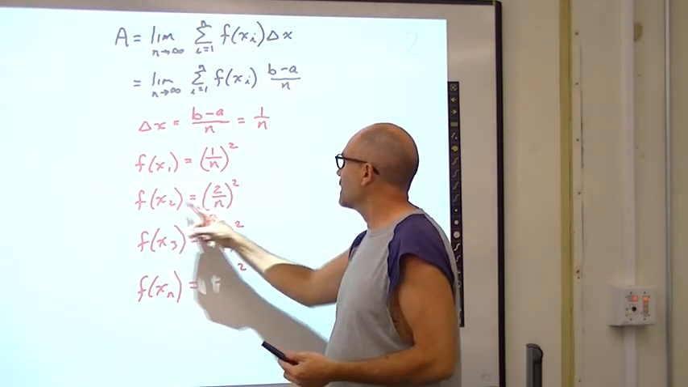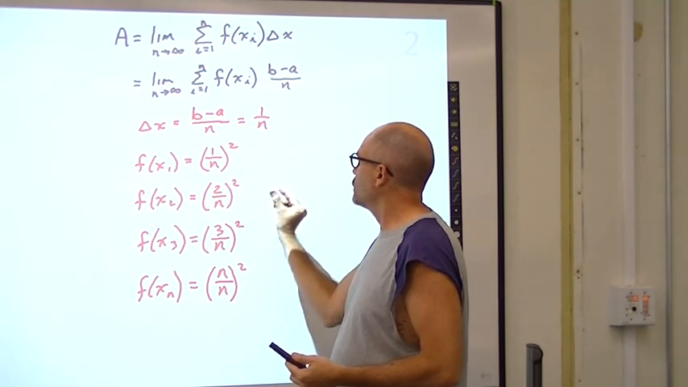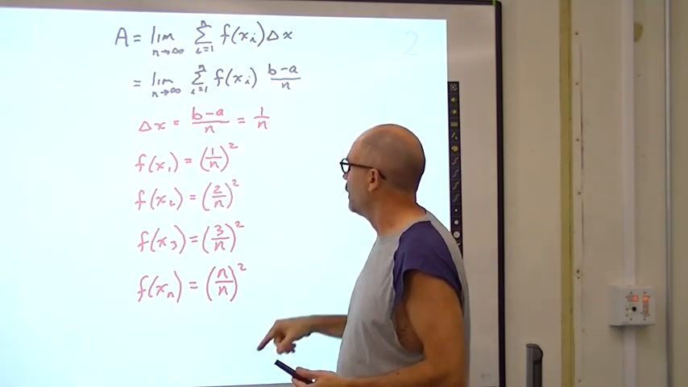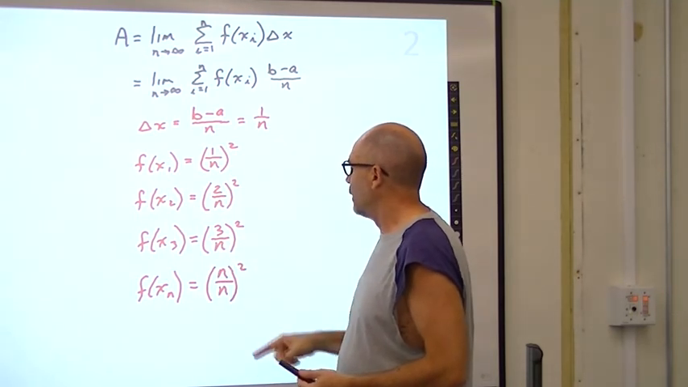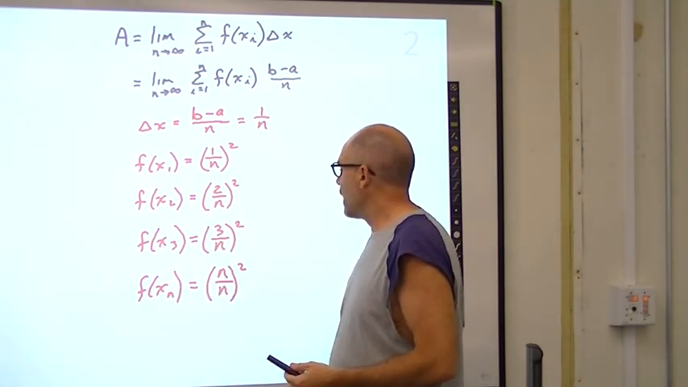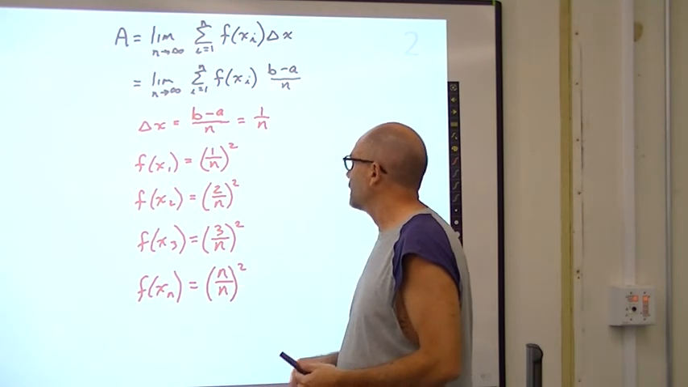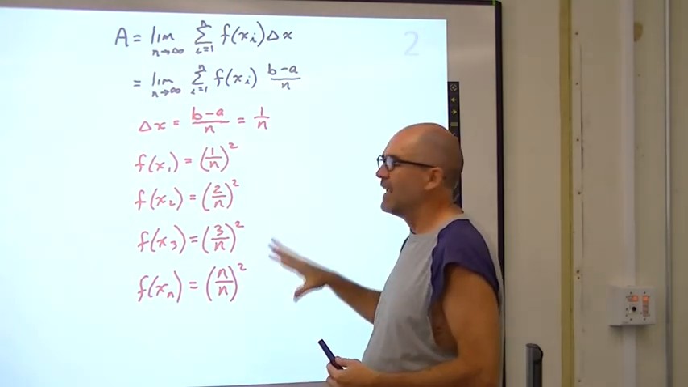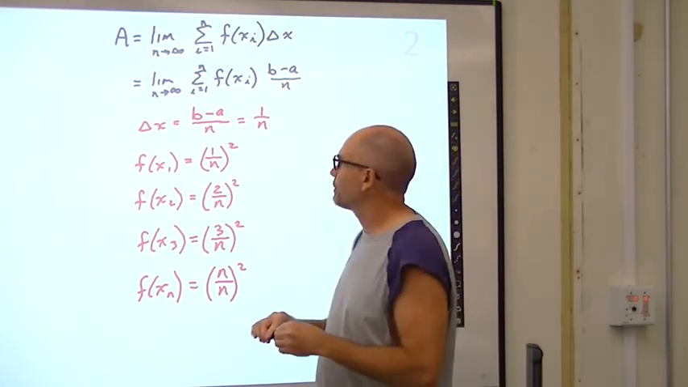Now the second rectangle, we now have 2 of those, so it's going to be up the curve a little higher, so it's 2 over n squared. Third rectangle is 3 over n squared. The nth rectangle would be n over n squared. So this is what we're summing up, infinitely many of these.